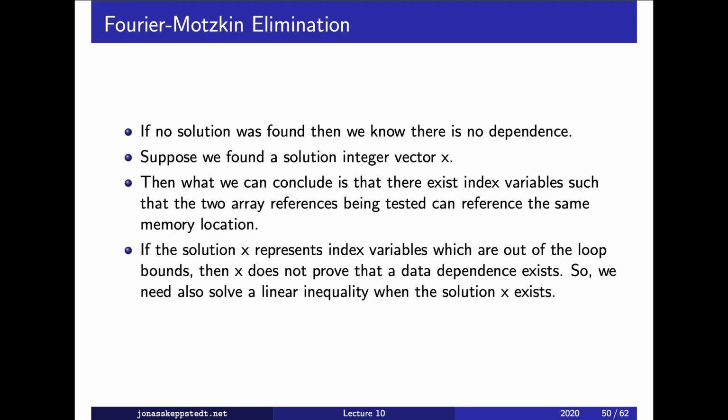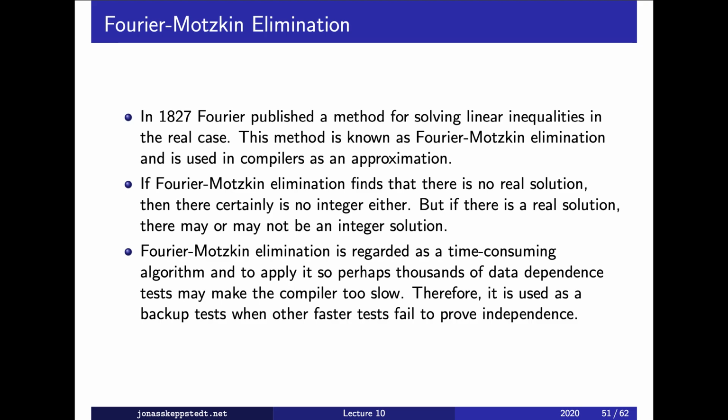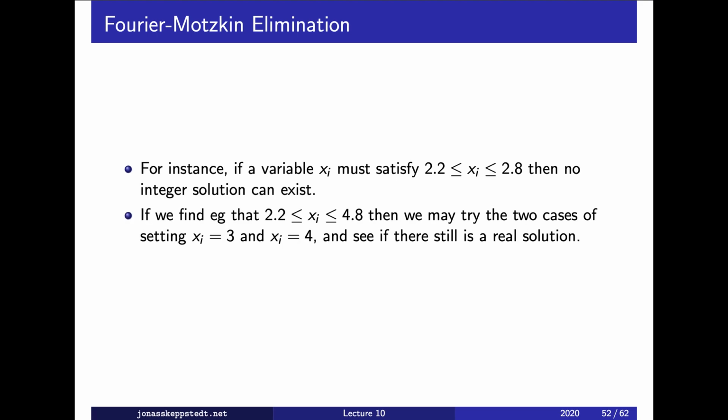To do that, we use a technique published by Fourier in 1827. It's sometimes called Fourier-Motzkin, and at other times Fourier elimination. The idea was by Fourier, and it works with the real case. So even if it concludes that there is a solution, it's not certain that there is an integer solution.